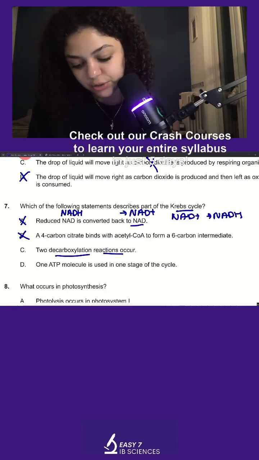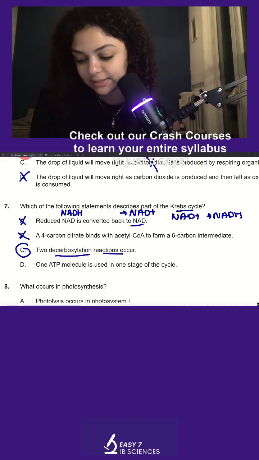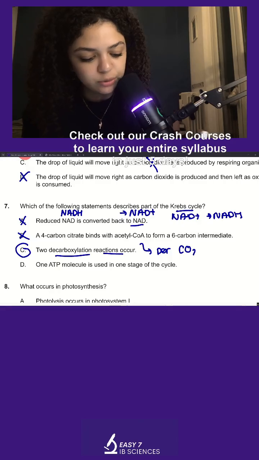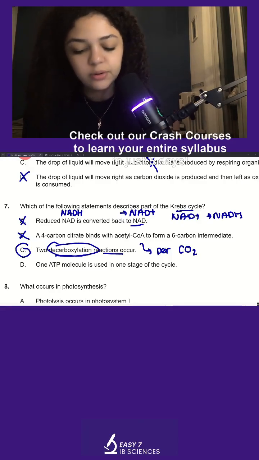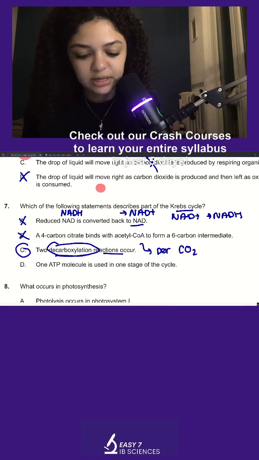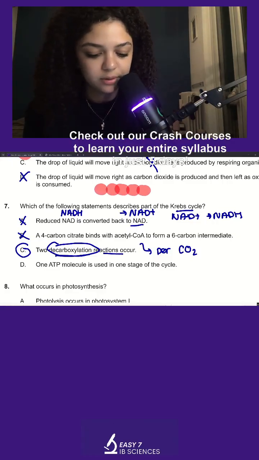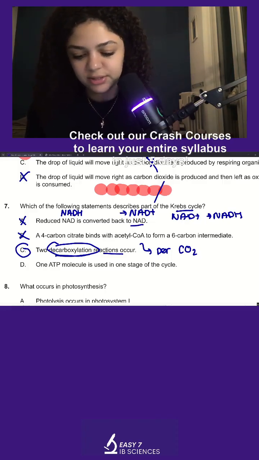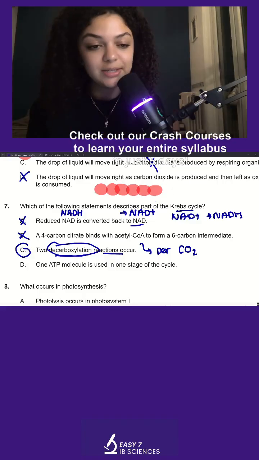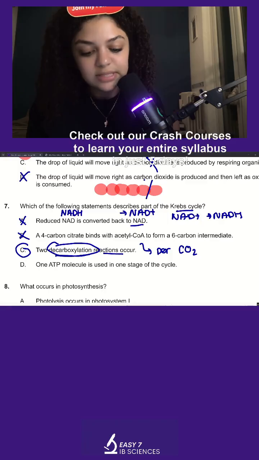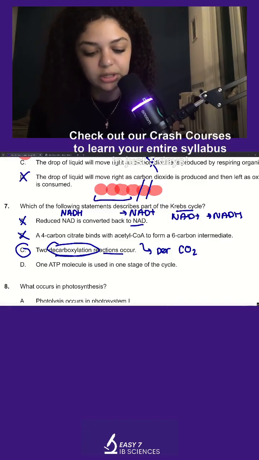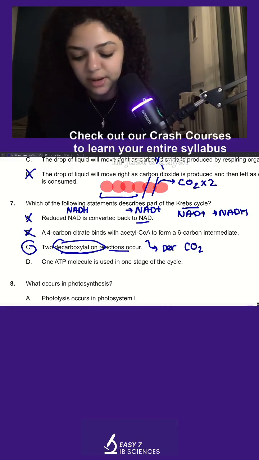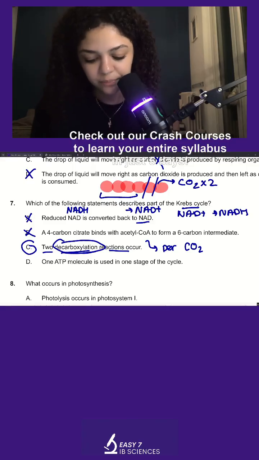Two decarboxylation reactions occur. Yes, that is true. Why is that the case, guys? Because we know per Krebs cycle, we release CO2. What is a decarboxylation? Well, the whole part of decarboxylation is essentially taking your carbon molecule, this is my carbon chain, and snapping one off. We go from 6 carbons, snapping it off to create a 4 carbon chain. And that's how I know per cycle I release 2 times CO2, and that's why I know that there are 2 decarboxylations that occur.